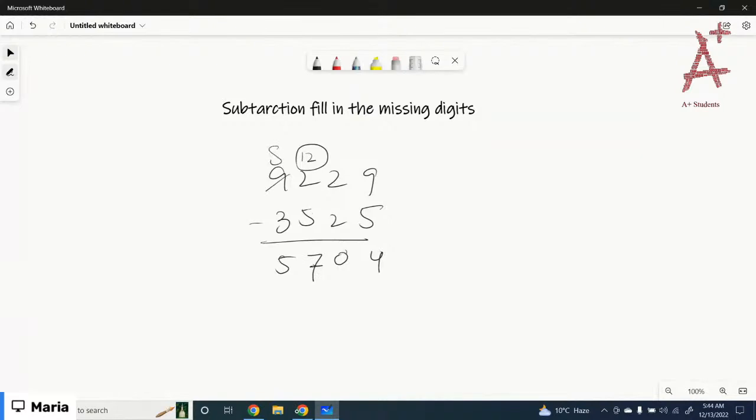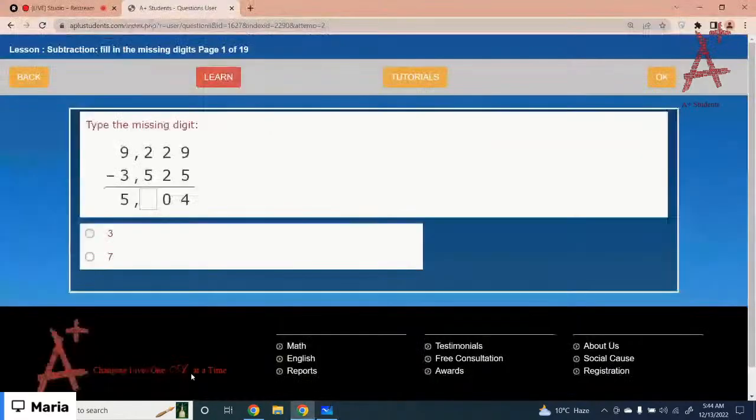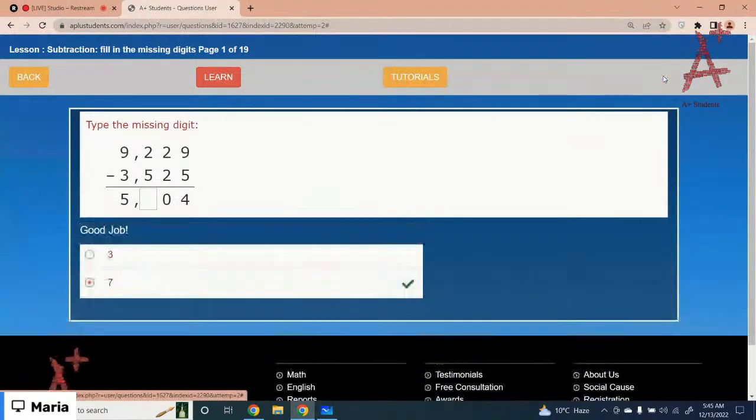Here you have 8 and 8 subtract 3 is 5. That means the missing number is 7. Got it? Whenever you have to find the missing number, just subtract from the rightmost digit and you will get your missing number. It would be the 7. So just select the correct option and click on the OK button. Got it?